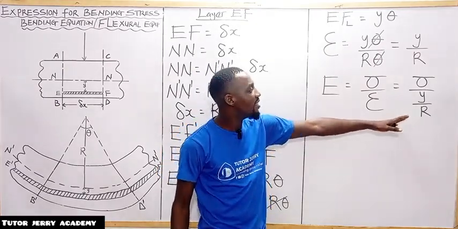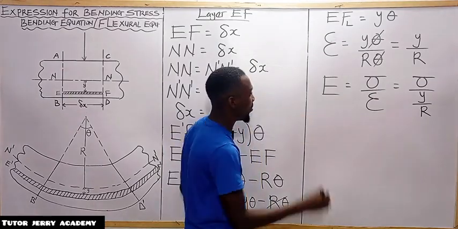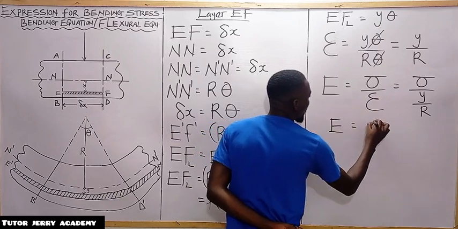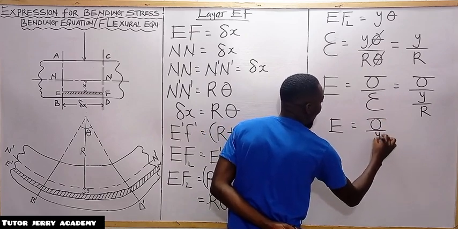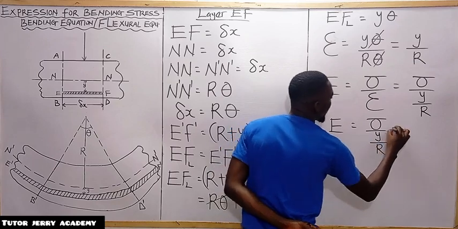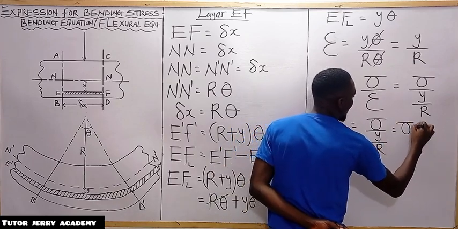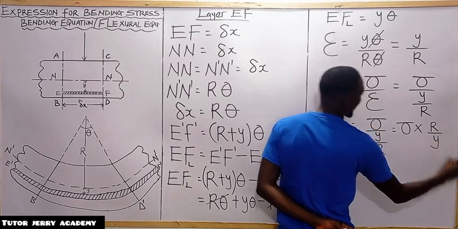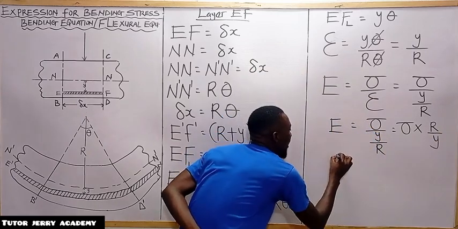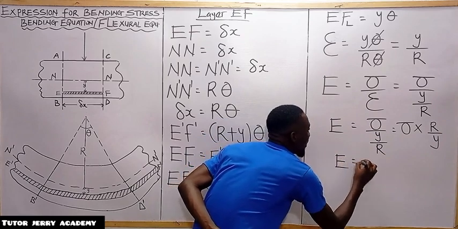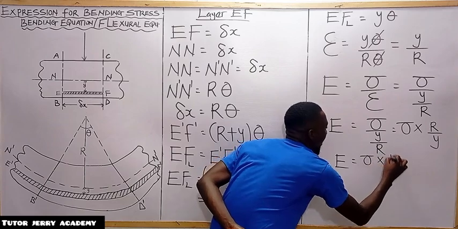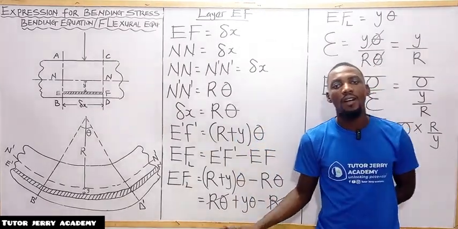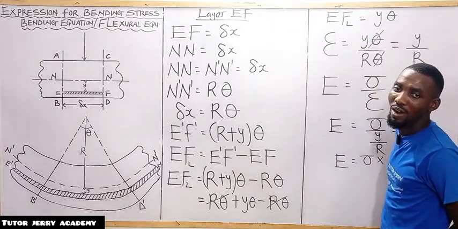So we can further rewrite this to be in this form. We can say that our E is going to be equal to stress over Y over R, which is stress multiplied by R over Y. So now we can say that our Young modulus will be equal to stress multiplied by R over Y. Alright, so stress over R over Y.